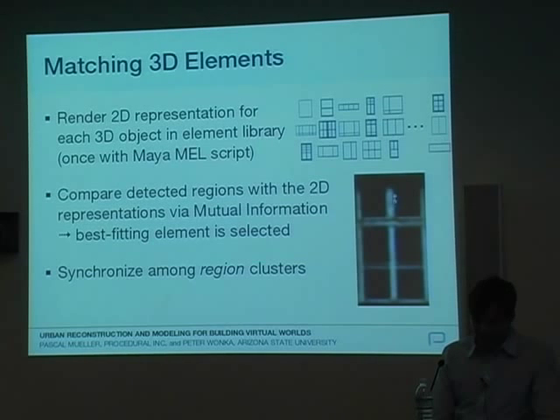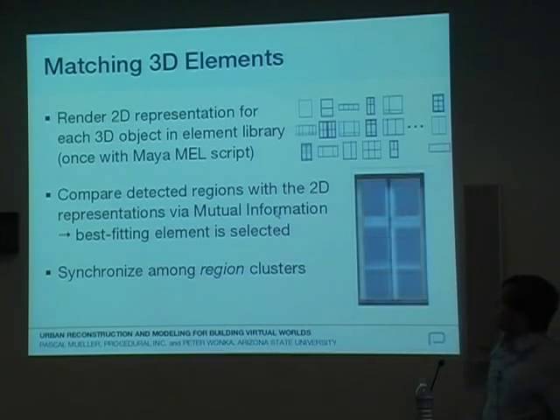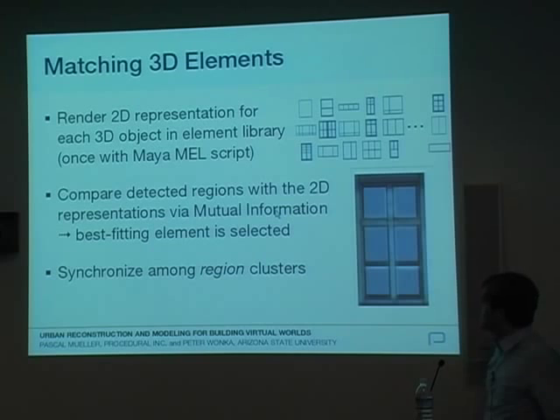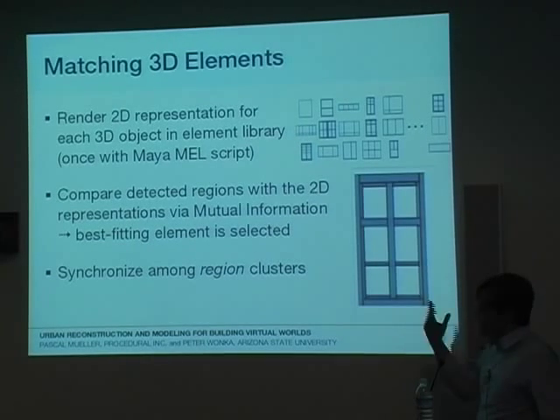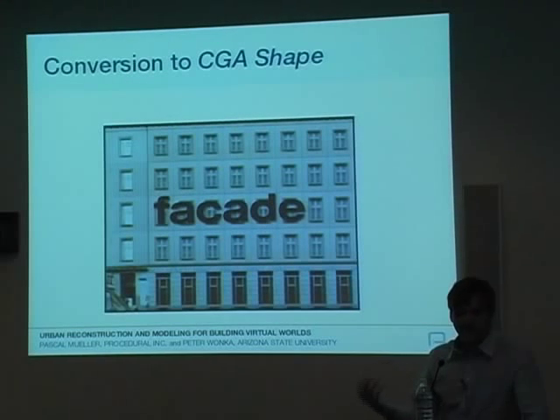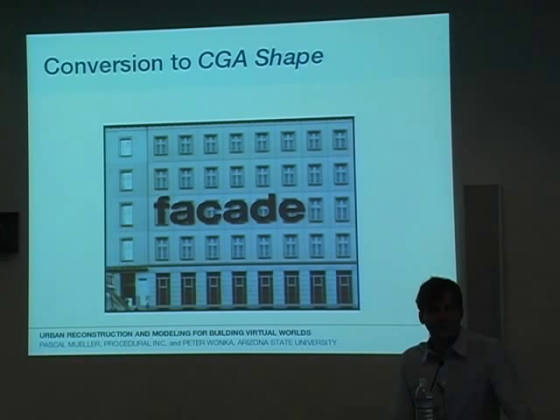Then we again use mutual information to compare these 2D representations with the texture. And if we find a match, then we take it. Again, we can use this for the whole symmetry detection.